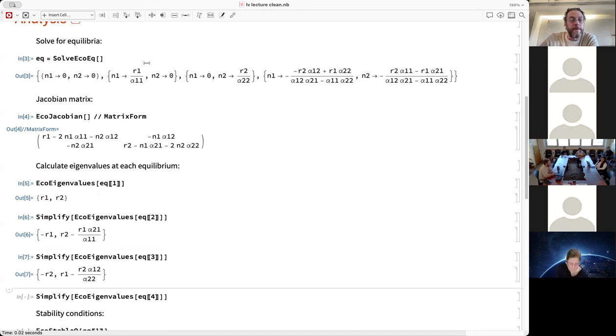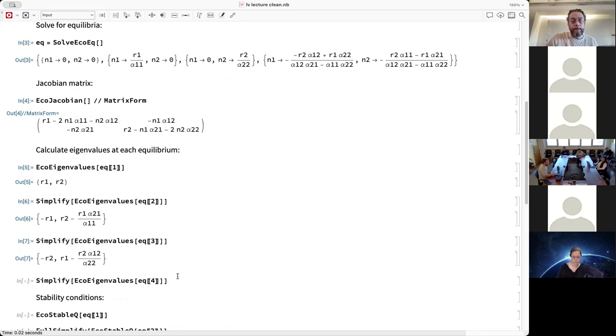Equilibria 2 and 3, those are the two monocultures. They each have two eigenvalues, one of which is negative if we assume little r's are positive, so we don't have to worry about this one. This other one, we don't know. Is it positive? Is it negative? Is it going to be stable or unstable? It depends on the sign of this dominant eigenvalue. If we rearrange both of these, we get the conditions for coexistence that we looked at earlier.